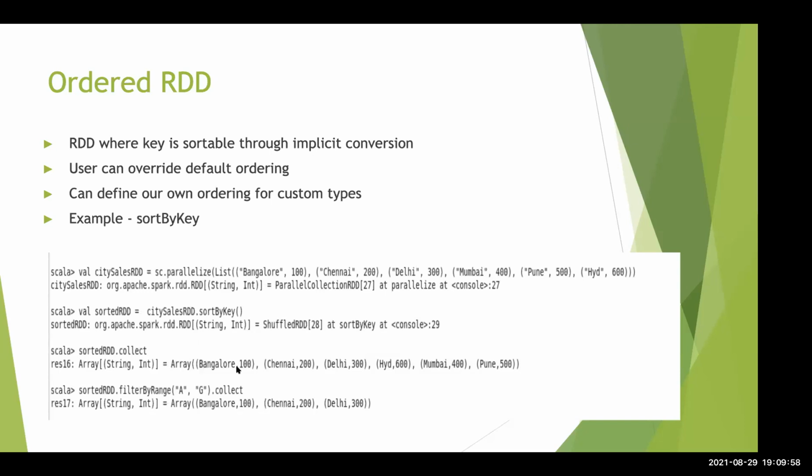Then I collect it, and because I've sorted it, it now becomes sorted by the key, in alphabetical order, B, C, and so on. On this sorted RDD, I can say filter by range. I want to get from A to G. Any key outside of A to G, like M, P, H, does not appear. So this is one function of the ordered RDD.